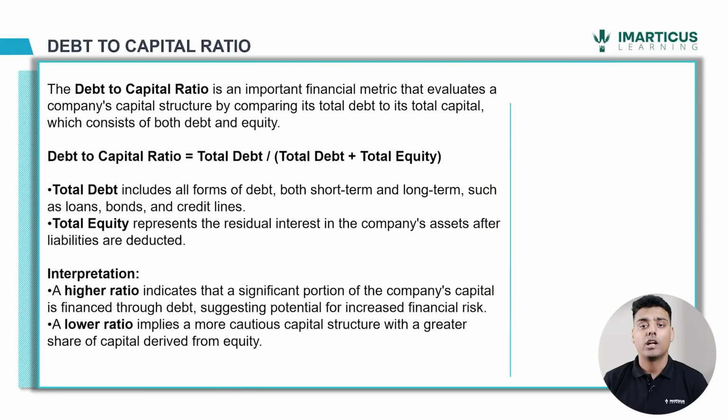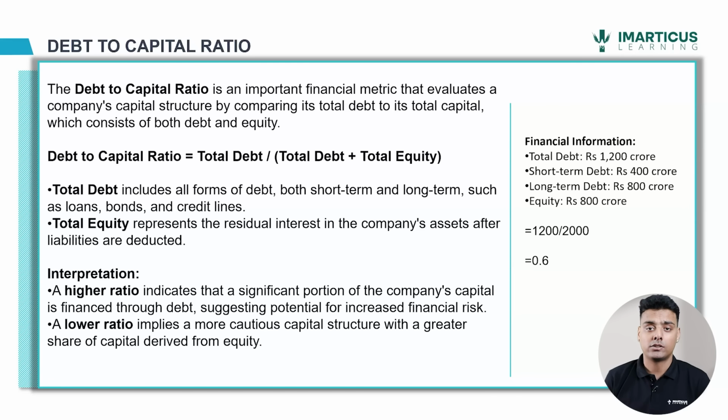This formula tells me out of my total finance or funding of the company, how much of it is coming from own funds and how much of it is coming from outside funds. Let's look at a question. Let's assume a company has total debt of 1,200 crores, a short-term debt of 400 crores, long-term debt of 800 crores, and equity is 800 crores. What does this mean? This means that the company has total debt of 1,200 crores, equity of 800 crores. Therefore, total capital is 2,000 crores.